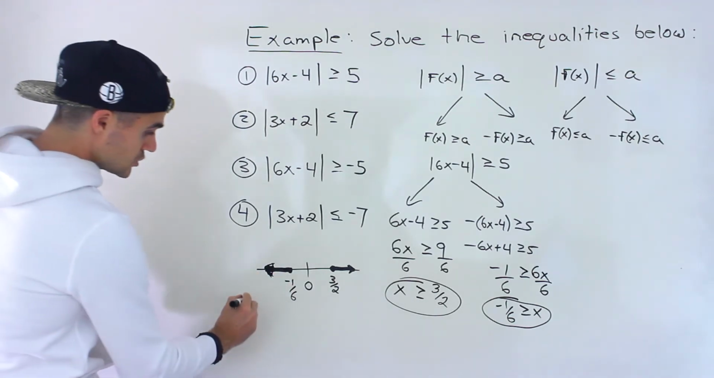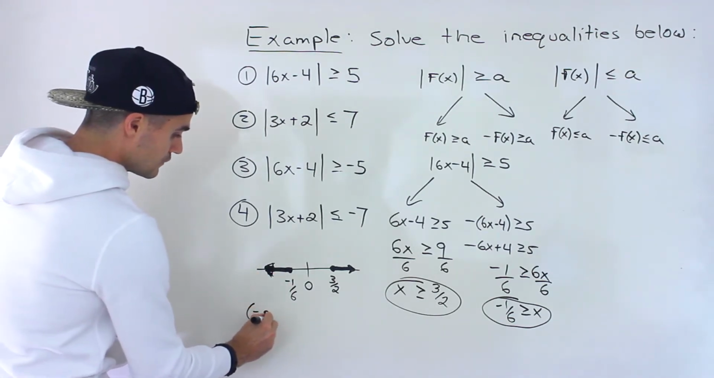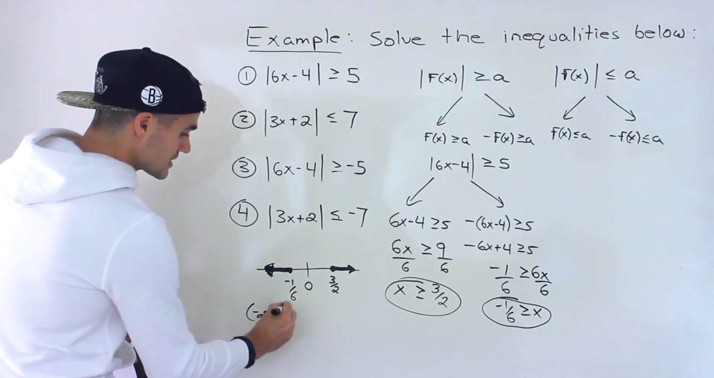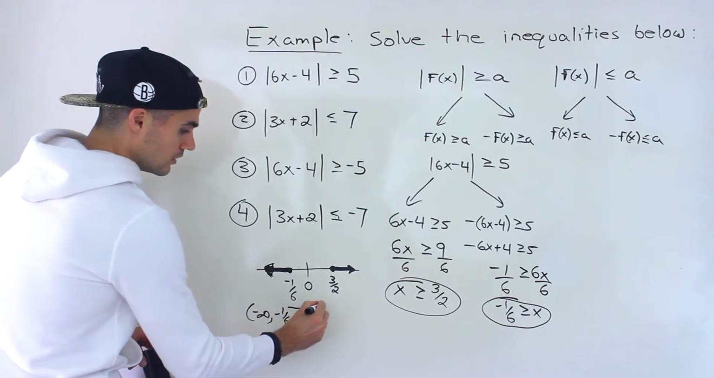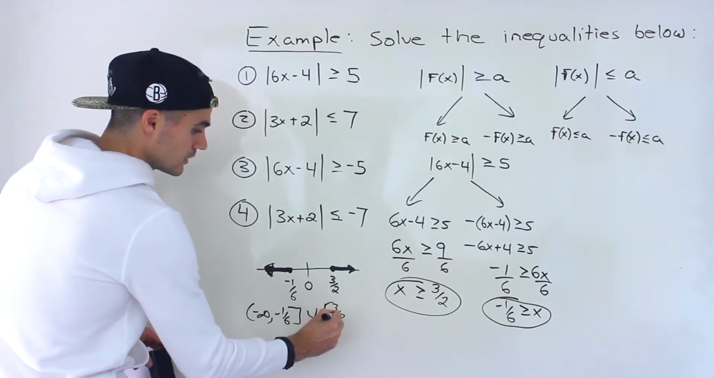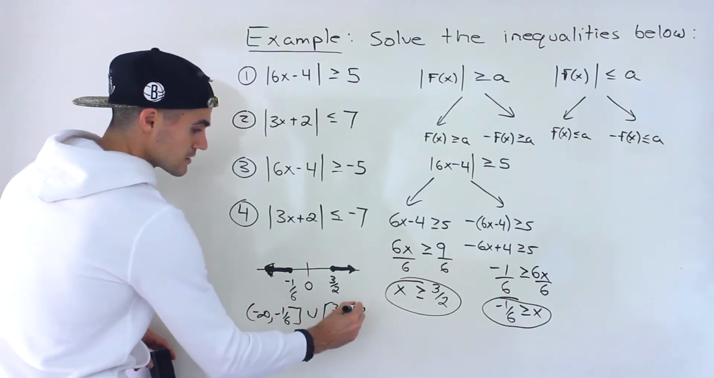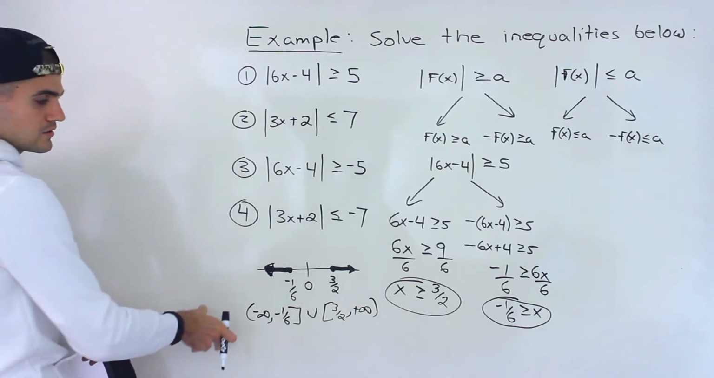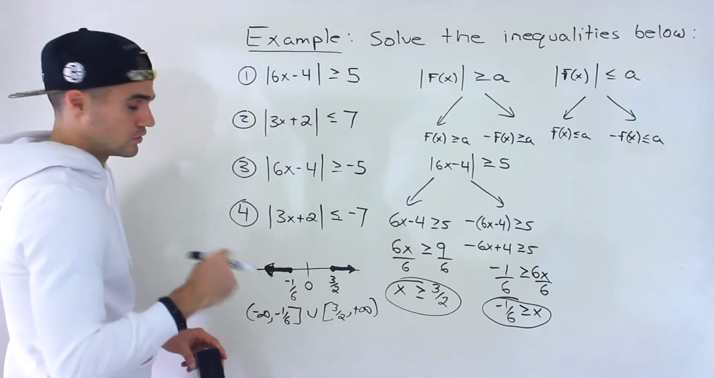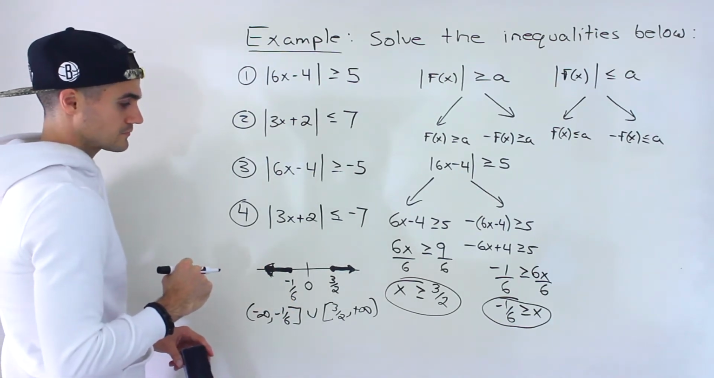In interval notation, we can say it's either from negative infinity to negative 1 over 6, including it, so we would put a square bracket there, or from 3 over 2, including it, so square bracket, to positive infinity. Right, so you could represent it in that interval notation as well.